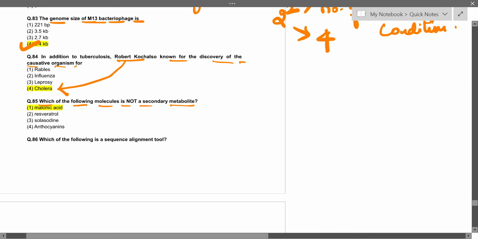Here we see resveratrol, solasodine and anthocyanins. These three are secondary metabolites, whereas malonic acid is not a secondary metabolite. So this is the correct option.